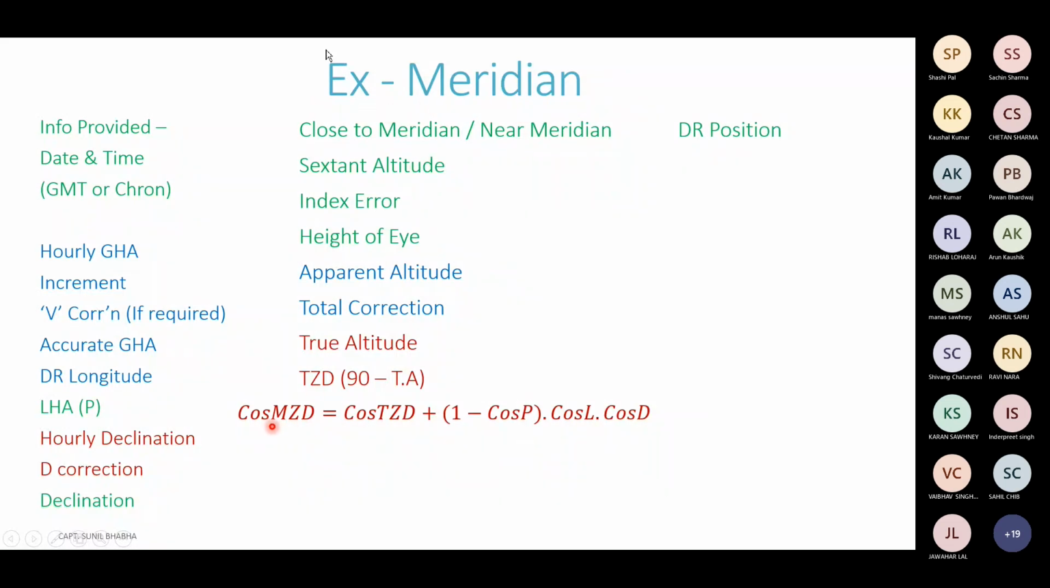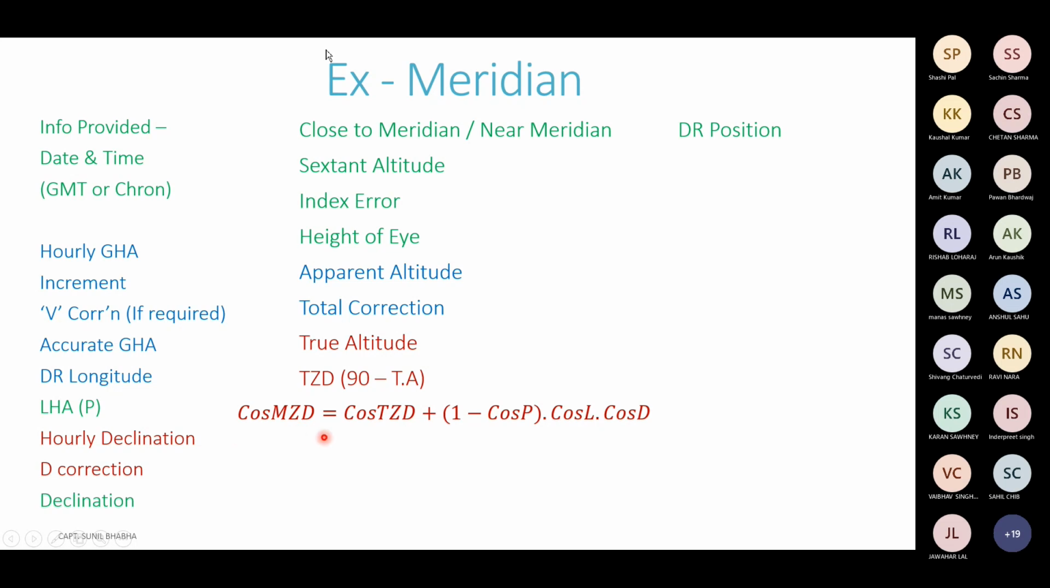So we can calculate the MZD, though it is not a meridian altitude sight, it is taken before or after meridian passage. It is not a meridian altitude sight, but still using this we can calculate the MZD, and this MZD can be combined with declination in the same way as was done in a meridian altitude observation to get the observed latitude. So that was the whole purpose of ex-meridian.